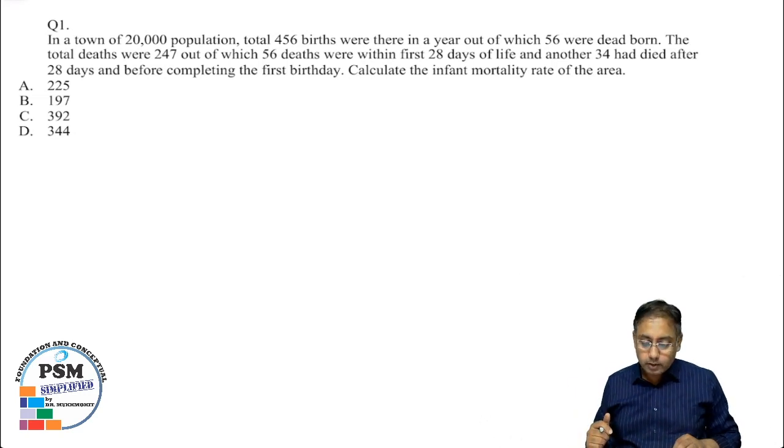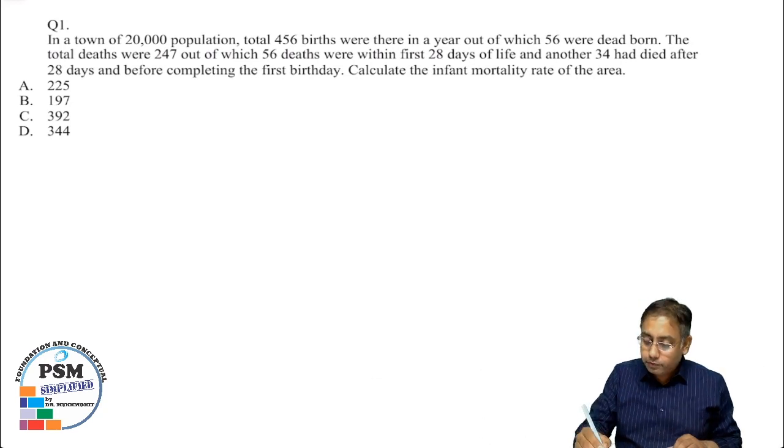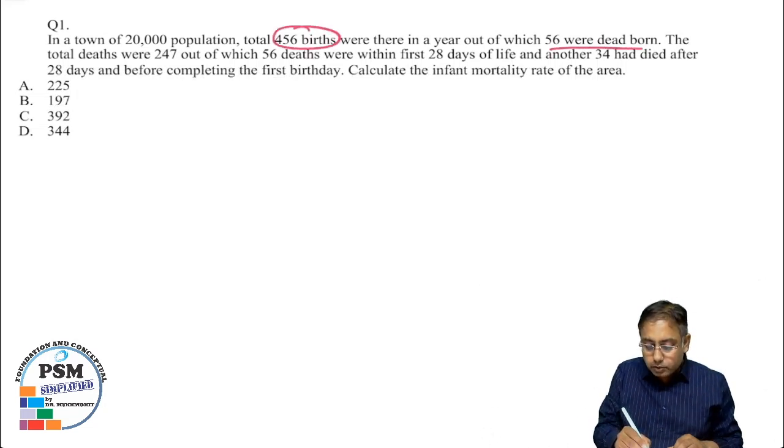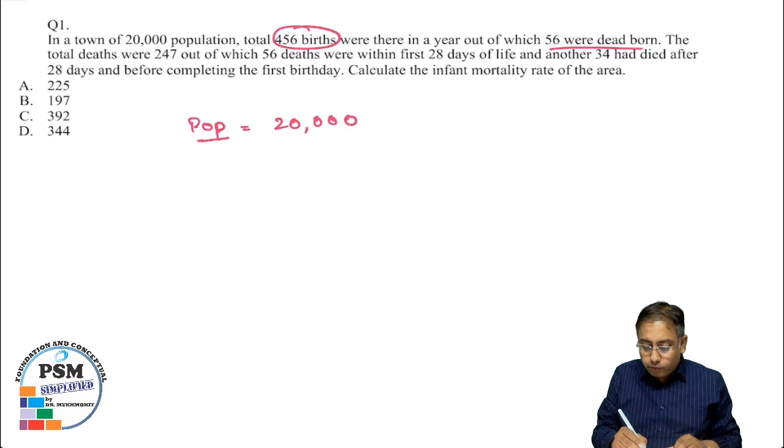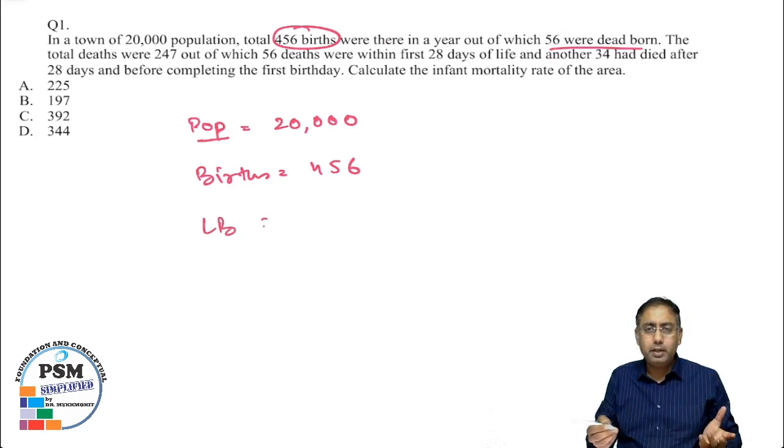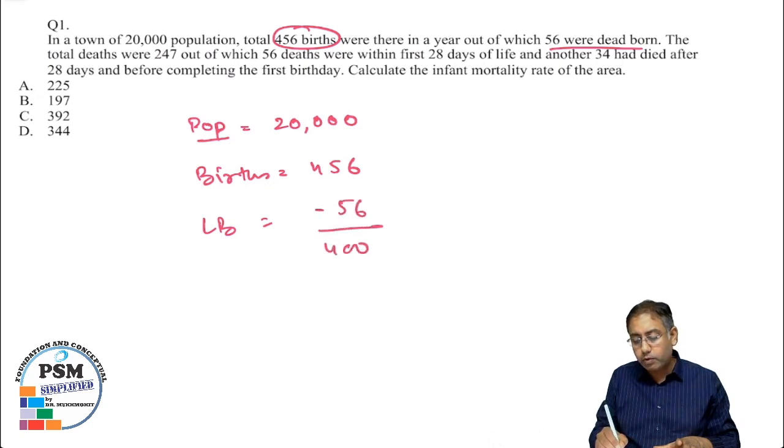In a town of 20,000 population, a total of 456 births were there in a year, out of which 56 were born dead. So you can see that 56 were born dead out of 456 births. The number of births is 456, out of which 56 were born dead. So how many were the live births? Live births will be equal to 456 minus 56, so live births is 400.